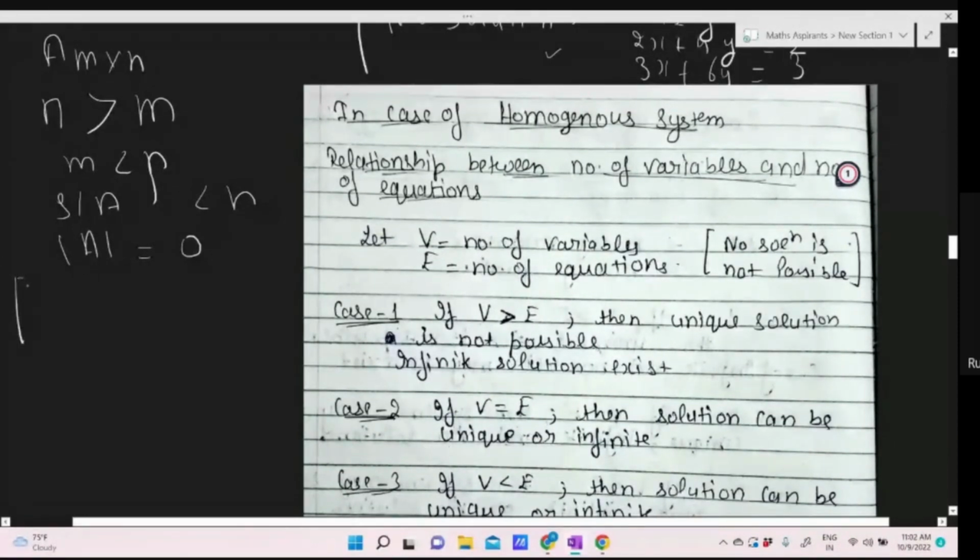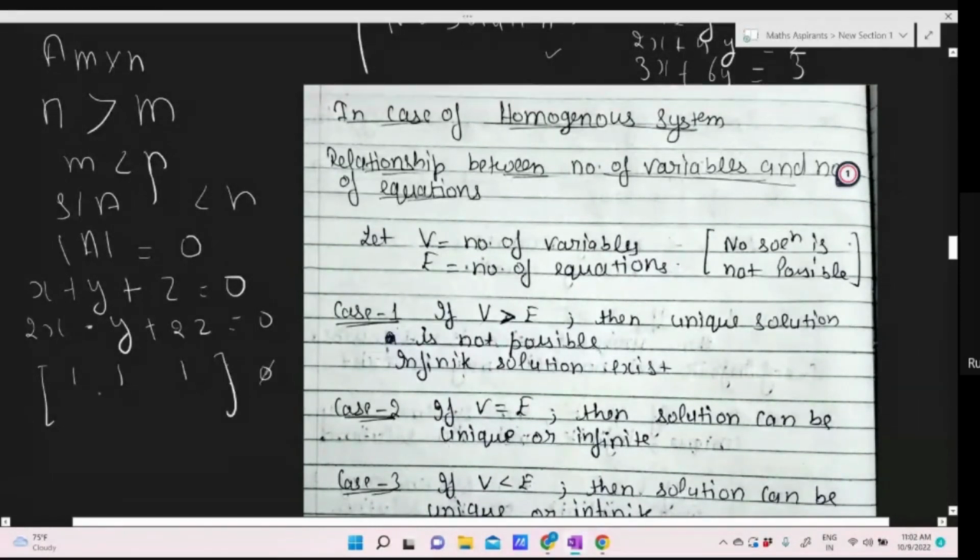For this, let us write a system: x plus y plus z equals 0 and 2x minus y plus 2z equals 0. After writing this system in augmented form, we get the rows 1, 1, 1 and 2, minus 1, 2. The rank of this system is 2, which is less than the number of variables, that is 3. Therefore, the system has an infinite solution.